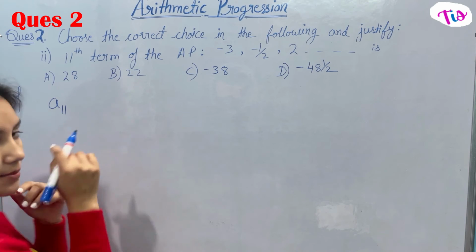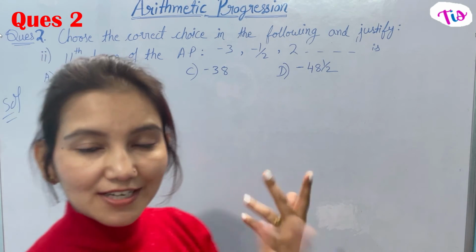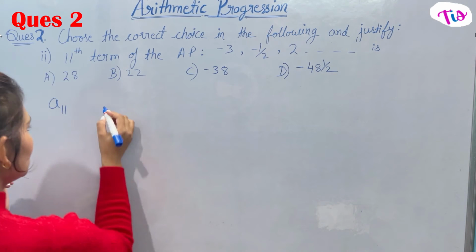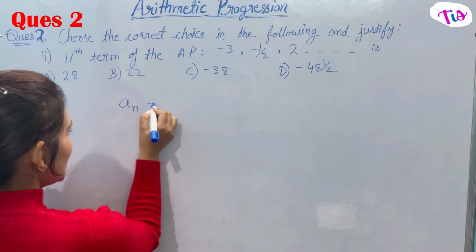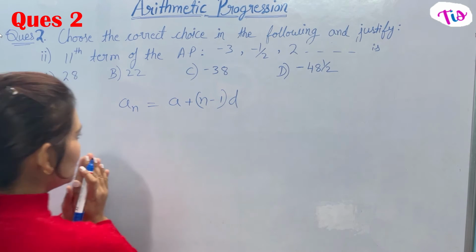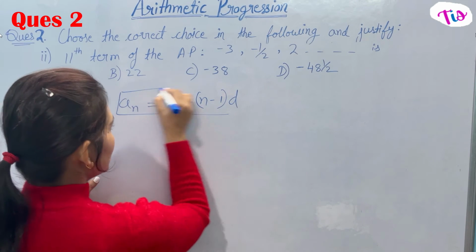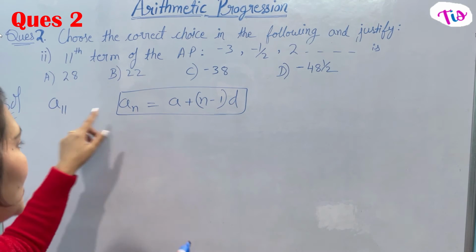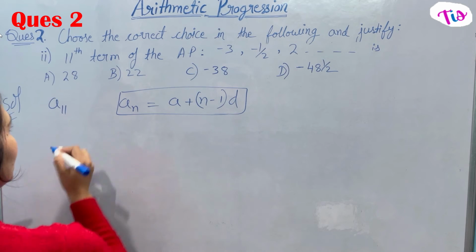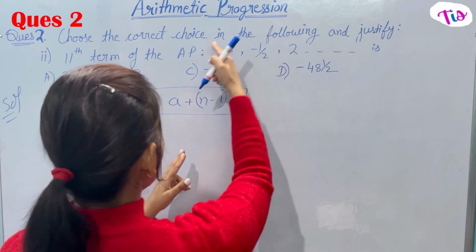A11, 11th term, right? So whatever term you have to find out, you need to use the formula for general term of an AP. That is, you need to use which formula? You need to use an is equal to a plus n minus 1 into d. This formula you need to use, okay? So here you need to find out A11. A11 means here n is 11, okay? So A11 you need to find out, you need to see what is a.